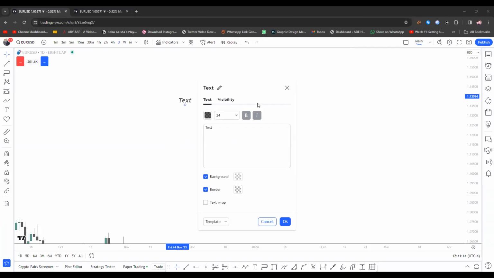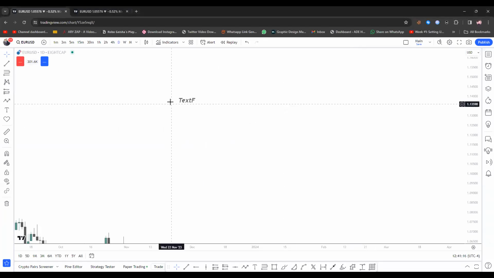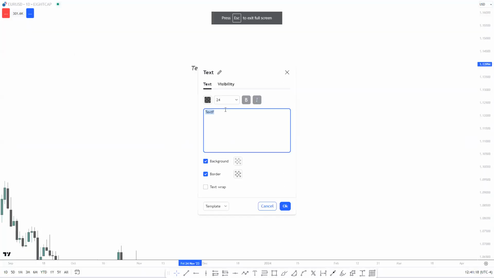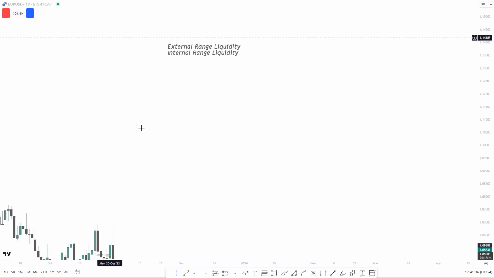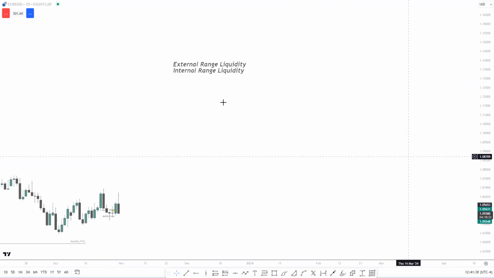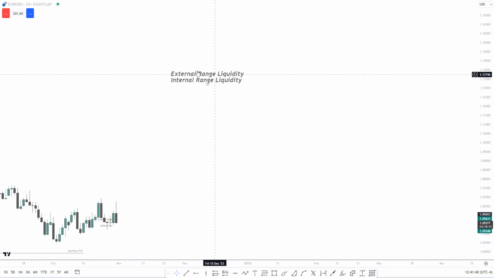Okay, so external range liquidity to internal range liquidity. Price is going to go into external, and then it's going to go into internal, and from internal it's going to go into external. So there's a cycle, and the market runs like this. It goes from external to internal and internal to external.